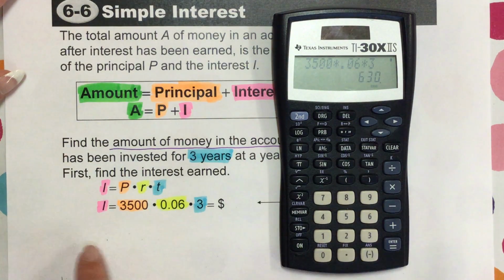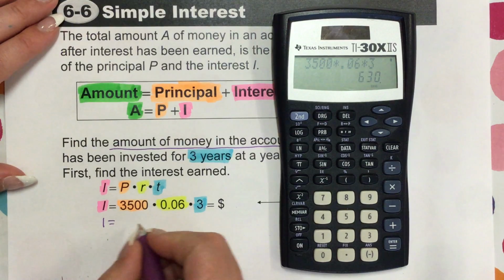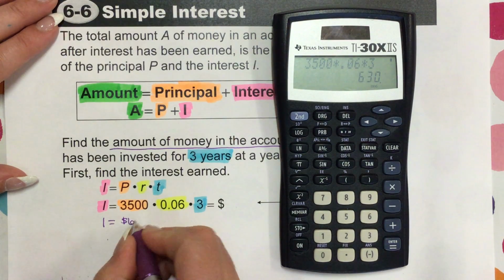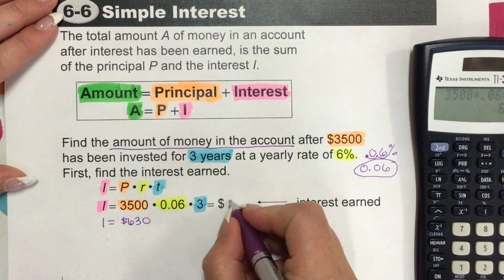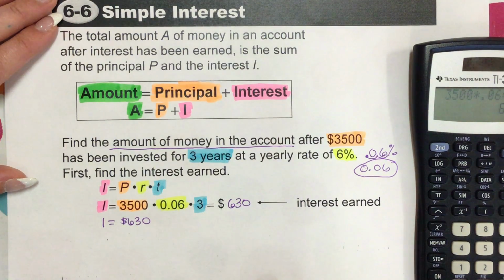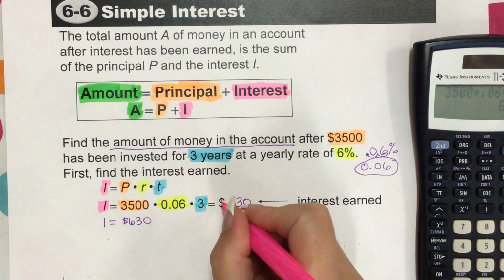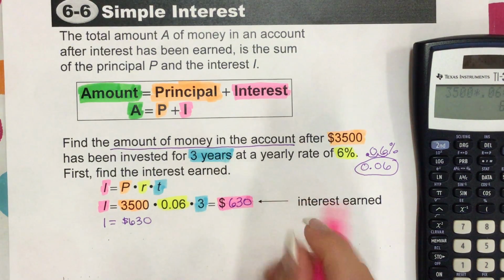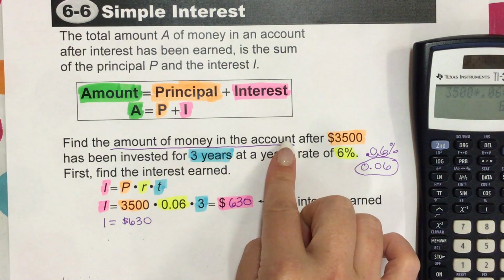And what we end up with is the amount of interest. The amount of interest that we earned after 3 years would be $630. Okay, so interest earned is $630 there. But we're not done because this is the interest, so this is our pink value. The question asked us to find the amount of money in the account.